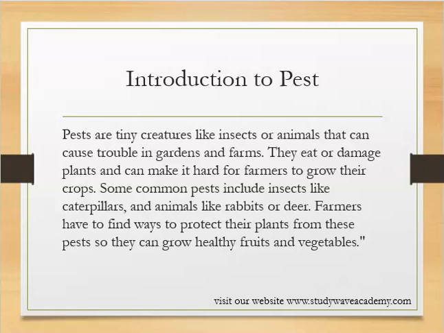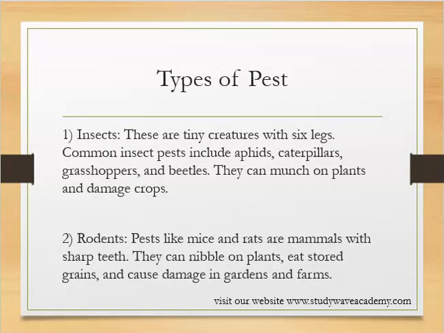Okay, did you get that? So pests disturb our farms and our gardens, and it will be very difficult for the plants to grow when there are pests around. Okay, so we're going to be looking at various types of pests. We have the insects.